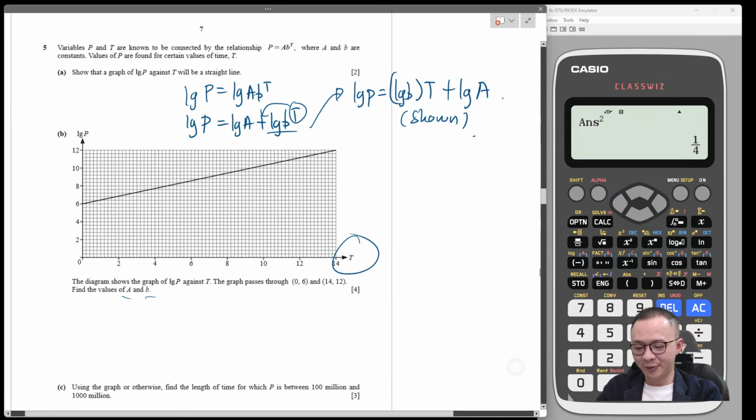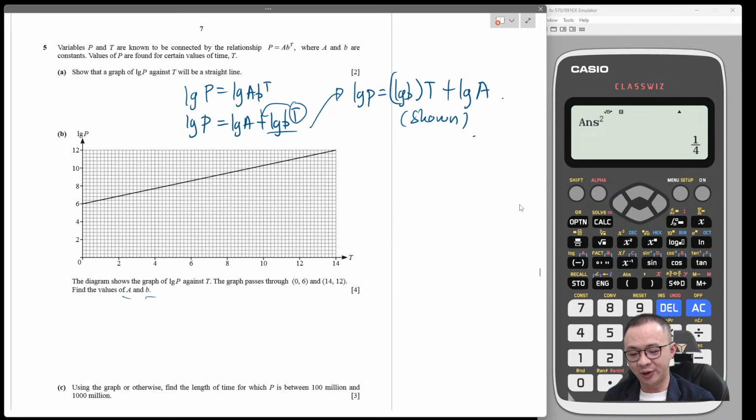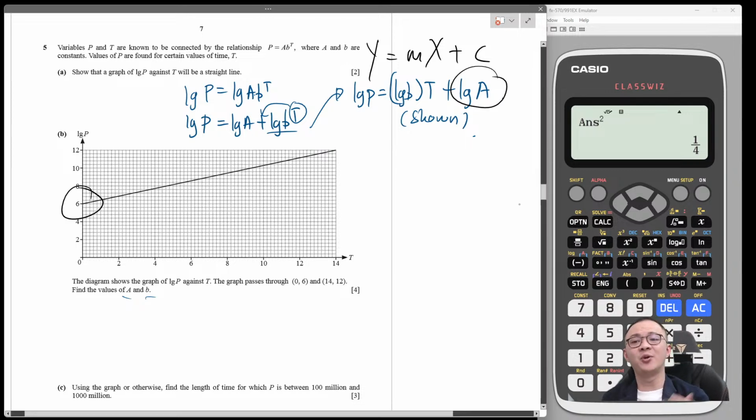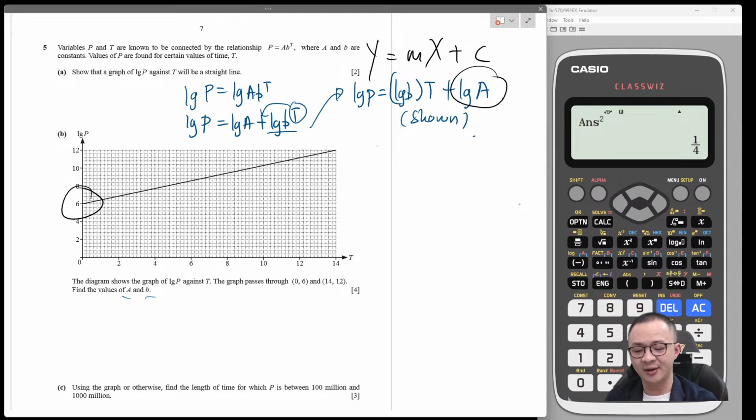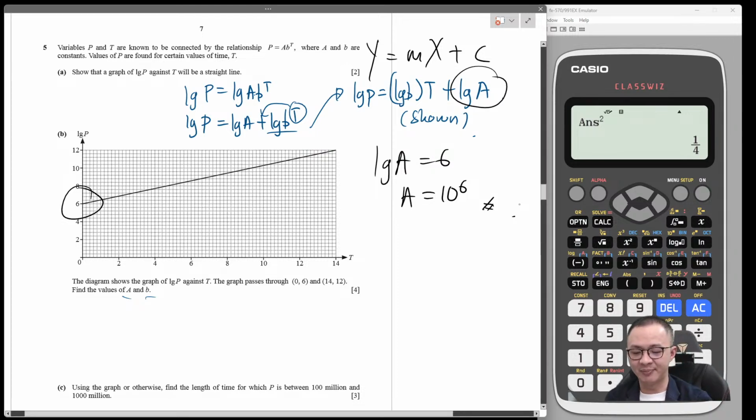All right, so we know the coordinates. This is 14, 12, and then this is 0, 6. So based on my y equals mx plus c, it's not hard to guess. The log a is basically c, right? c is actually equal to 6. So by understanding this basic, I can easily get my a here. So log a equals 6. a is 10 to the power of 6. Done. I think you can leave it in this exact form. If you really want to write 1 million, you can go ahead to write it, but it doesn't matter.